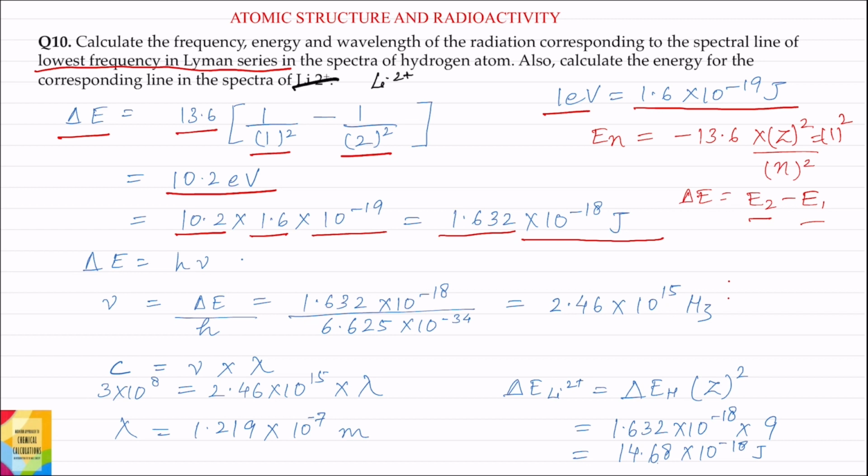Now delta E is equal to h into frequency. So value of frequency will be equal to delta E divided by the Planck's constant. Putting the value of delta E and the value of Planck's constant, value of frequency will be 2.46 into 10 to the power 15 hertz.